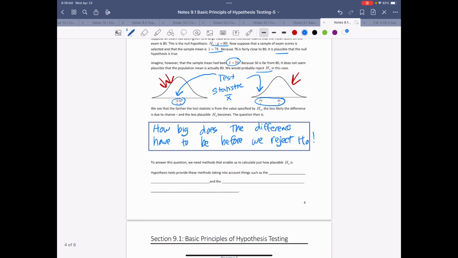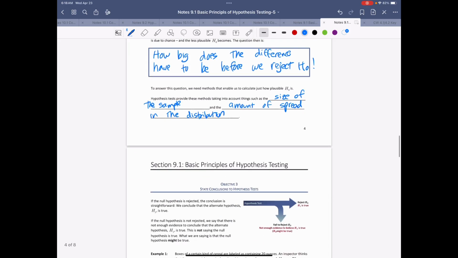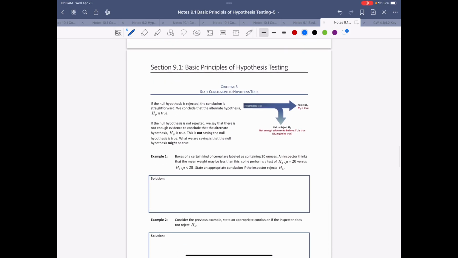And that's going to get into our math that we'll get into with the next lesson. Now, to answer the question, we need methods that enable us to calculate just how plausible H0 is. Hypothesis tests provide these methods, taking into account things such as the size of the sample and the amount of spread in the distribution. And now I'm going to talk to you about how to do conclusions.